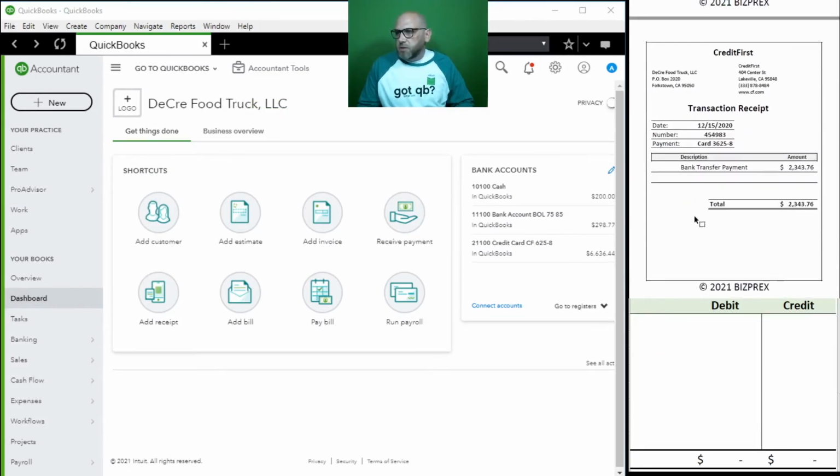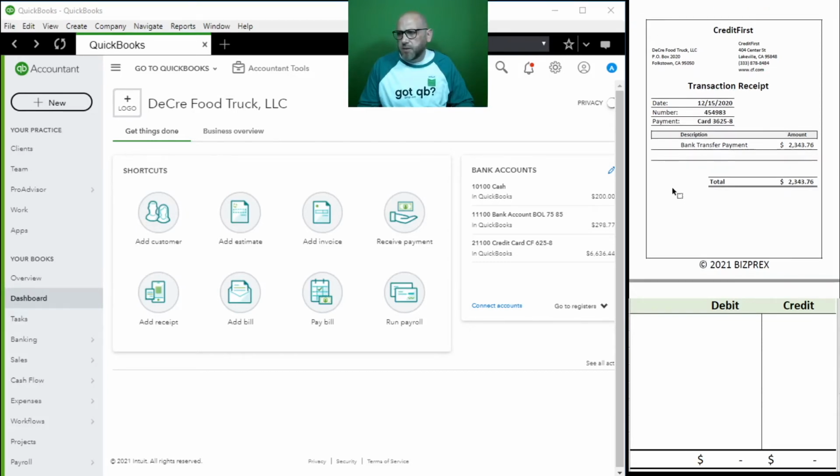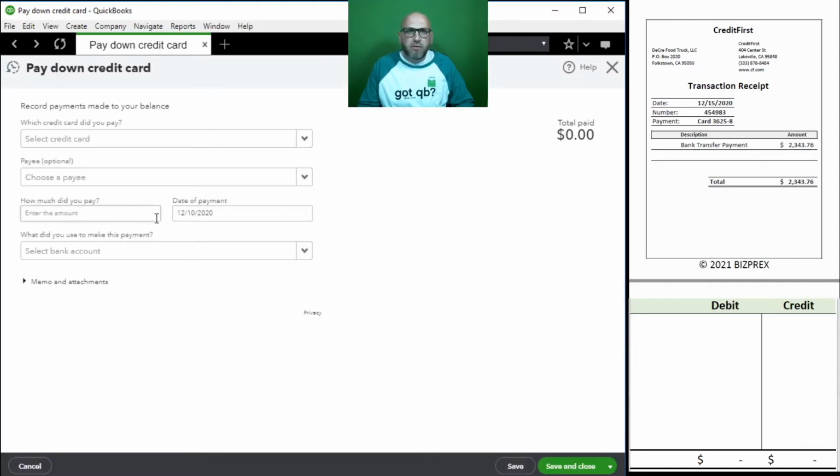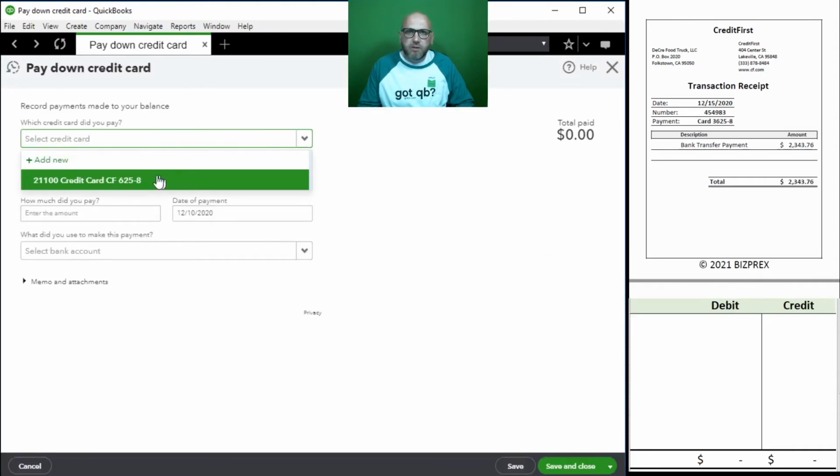Okay, next we have a transaction receipt. It's a bank transfer. So what we're doing here is that we're paying down our credit card, and we're transferring money from our bank account to do so. Again, we can do it through our expense module. It has a button. We can do it also through general journal entries. But right here, we actually have pay down credit card. It's one of those things where QuickBooks wanted to make it convenient. So here we are. We have this interface. So we're going to select the card.